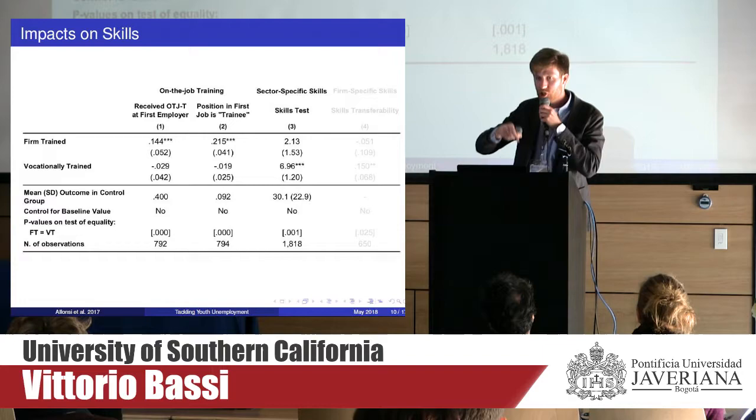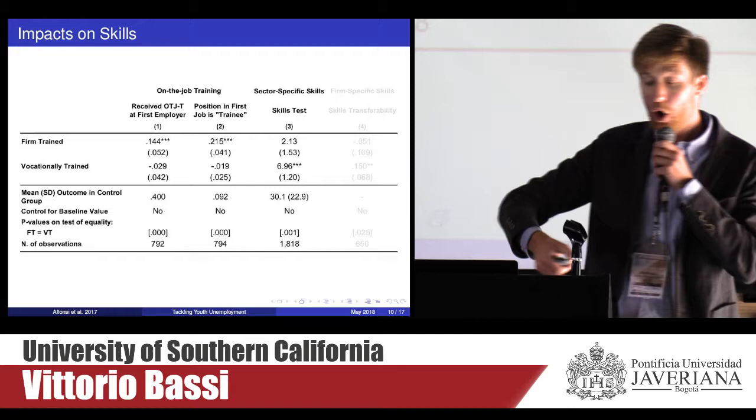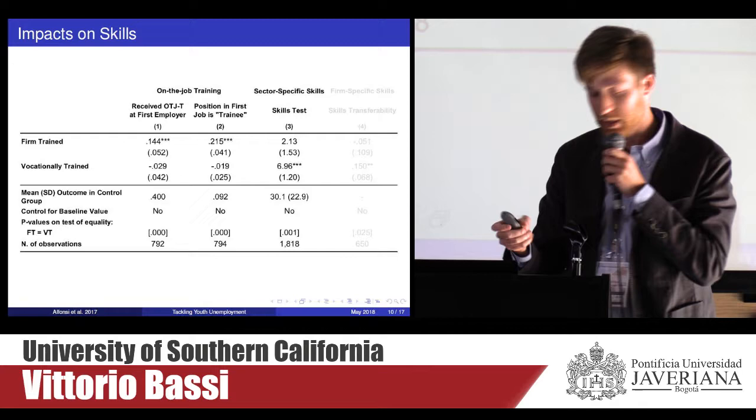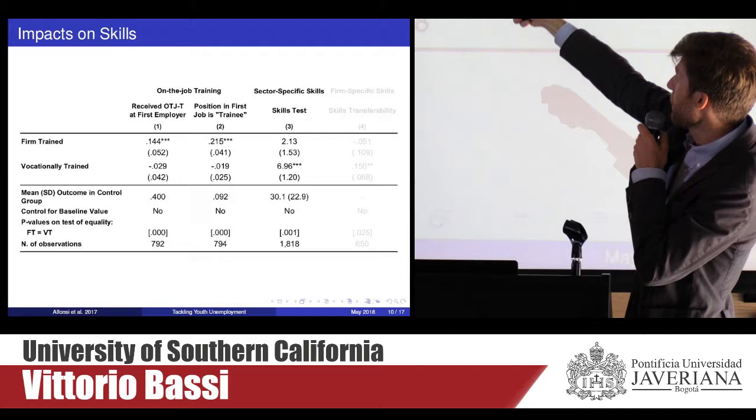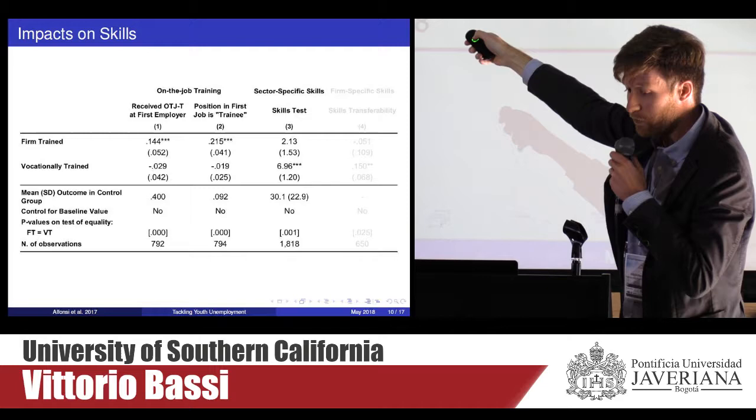And the test was designed to be sector specific rather than firm specific. So for example, for workers that either had the motor mechanic training or wanted to do motor mechanics, we're asking a bunch of questions about different kinds of scenarios in the motor mechanics profession. And so you see that even though the firm trainees report to be trained much more than control, we find that they actually don't score any higher on this sector-specific test, even though there is a lot of margin for improvement over the control. Instead, the vocational trainees score about a third of a standard deviation higher on this test.